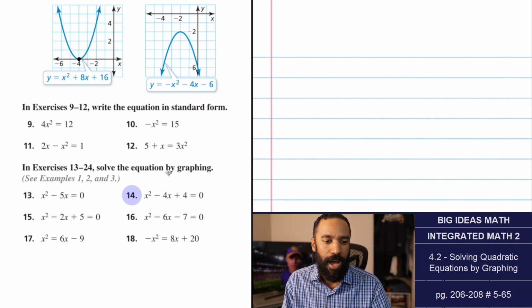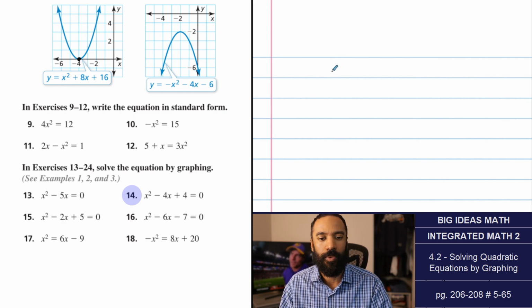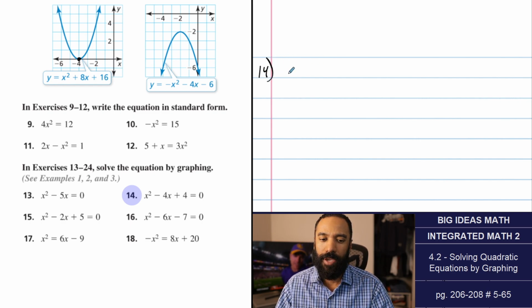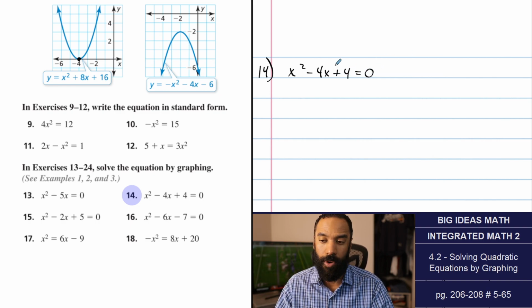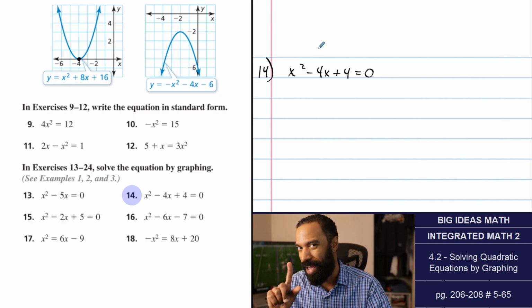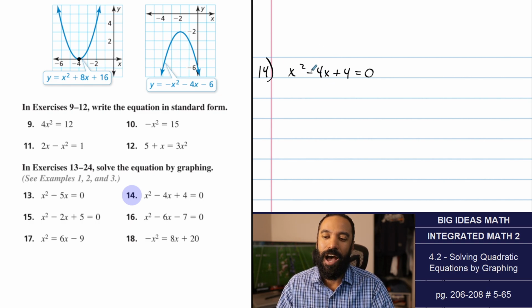Or, you know, I think at that point we can kind of just confirm that things work the way that they're intended to when we see that. Okay, number 14, we have x squared minus 4x plus 4 equals 0. Now, I already know what this graph will be looking like here. We're only going to have one solution. But let's go ahead and graph y equals x squared minus 4x plus 4.